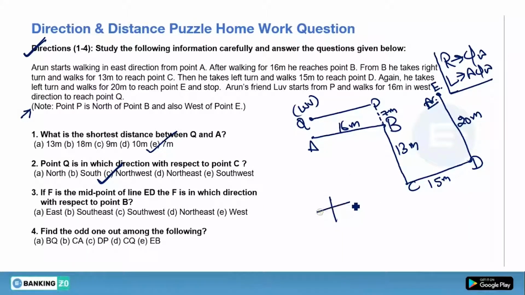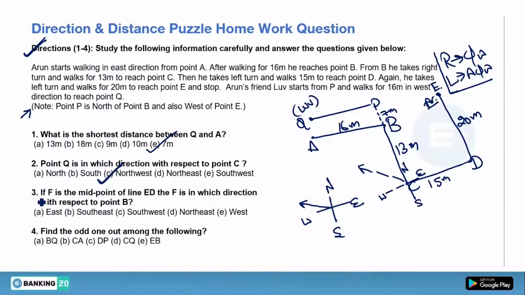We know this diagram, that this side is east, north, south and west, and the point toward this side, between north and west, will be known as northwest. Similarly, if I need to find out, this side is north, south, east and west, and Q is toward a slightly slanted side from C, which is between north and west. So Q will be in the northwest from point C.